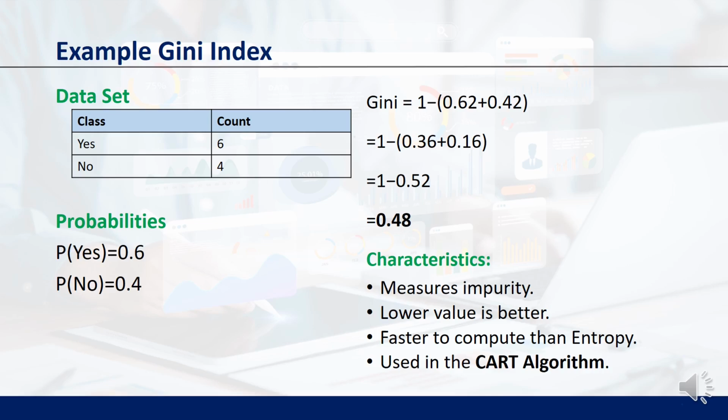What does this tell us? The node is not pure. It contains a mixture of yes and no classes. If all 10 records were yes, the Gini value would be 0. Therefore, the lower Gini value indicates a better and more homogeneous node.